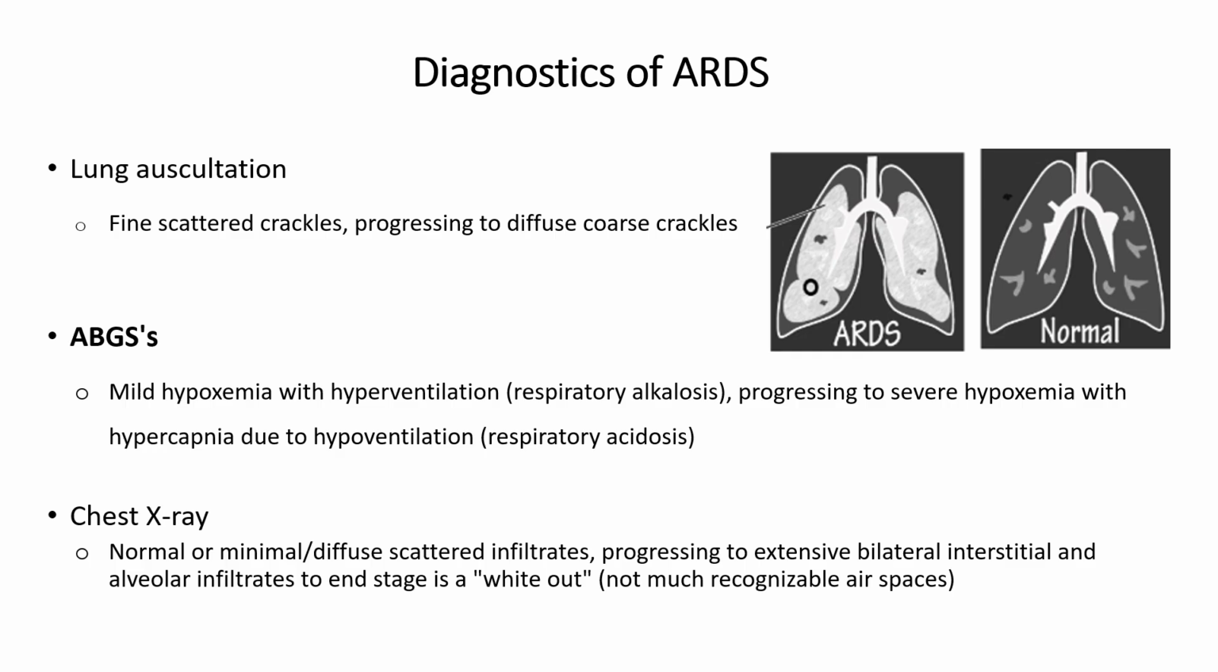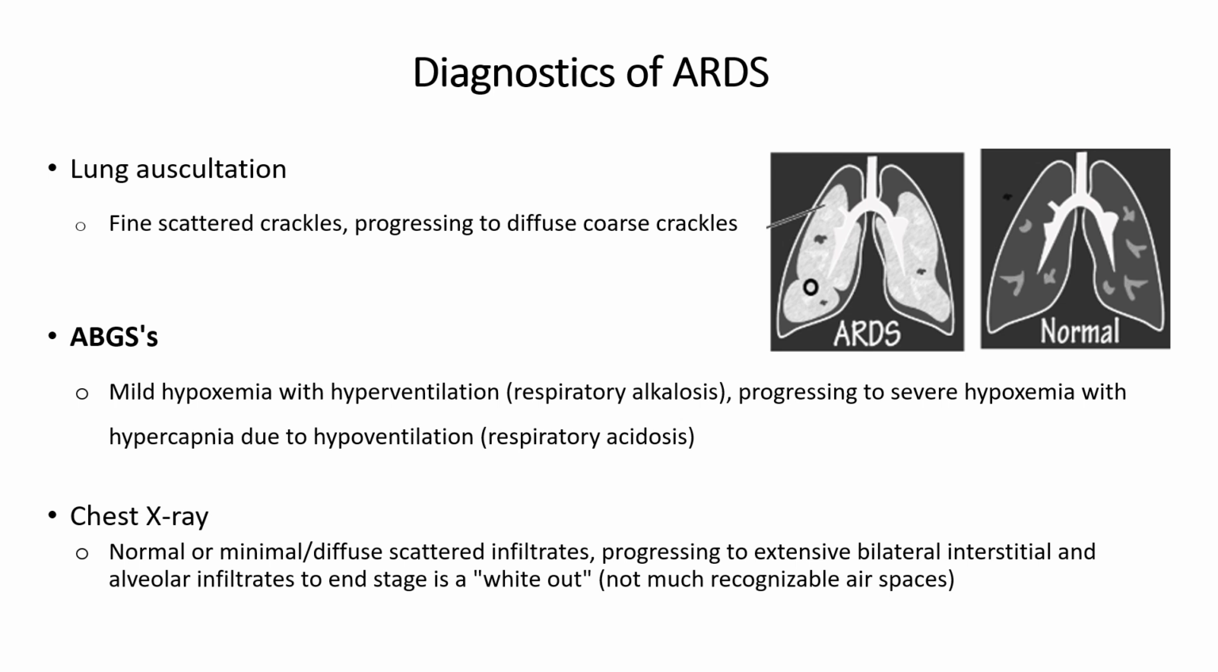As ARDS worsens, the patient becomes fatigued and can't maintain that rapid breathing. So hypoventilation sets in and CO2 begins to rise. This leads to respiratory acidosis. High CO2 and low pH align with a severe hypoxemia that doesn't improve even when you give oxygen. That is called refractory hypoxemia, which is one of the hallmark signs of ARDS, when they're not responding to any oxygen.